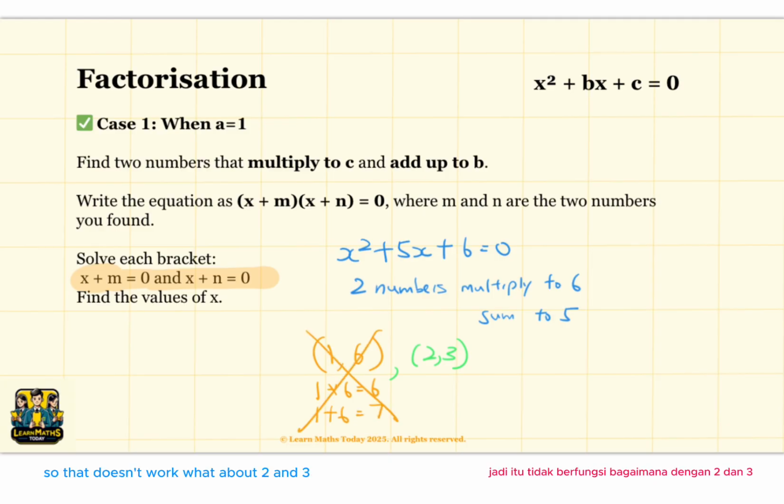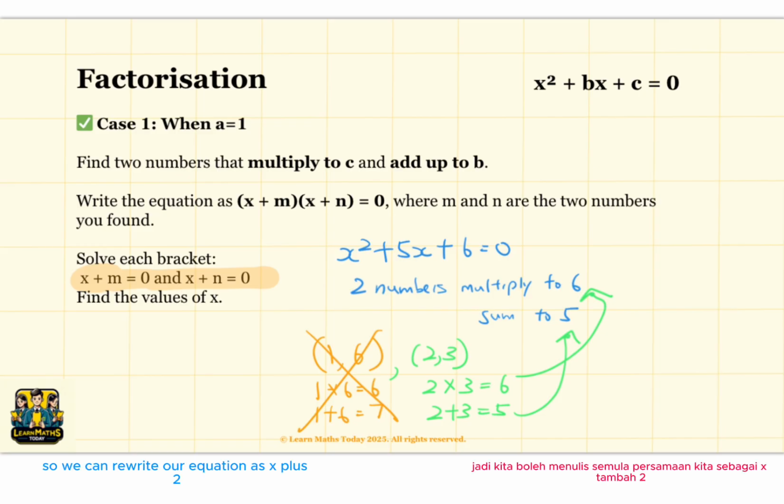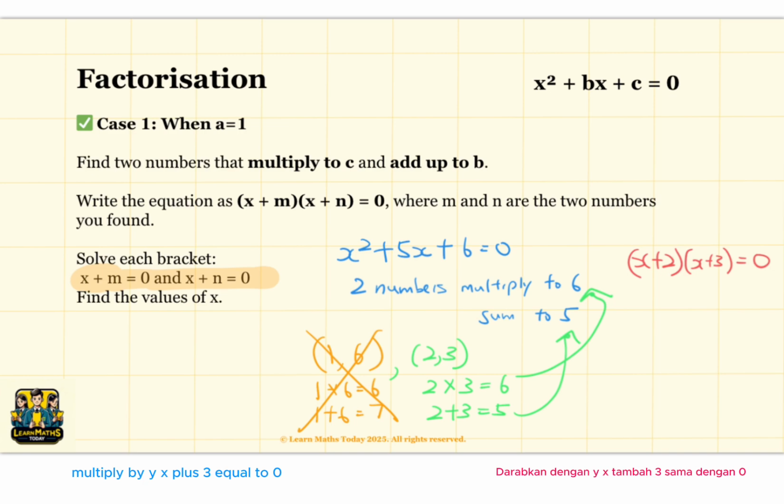What about 2 and 3? 2 times 3 equals 6, and 2 plus 3 equals 5. Bingo, this works. So we can write our equation as (x plus 2) multiplied by (x plus 3) equal to 0. This is much easier to work with than the original.